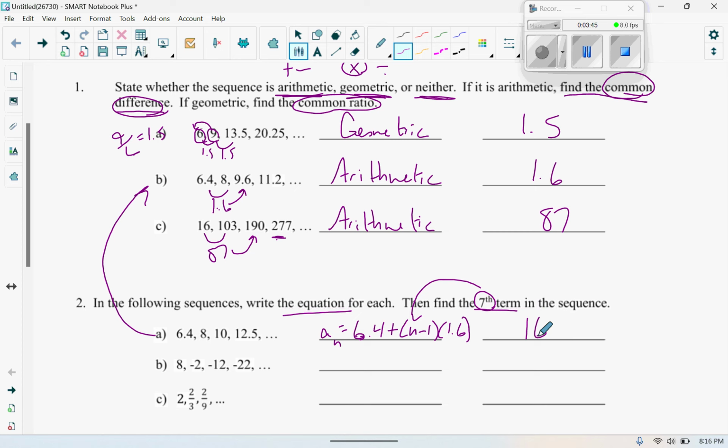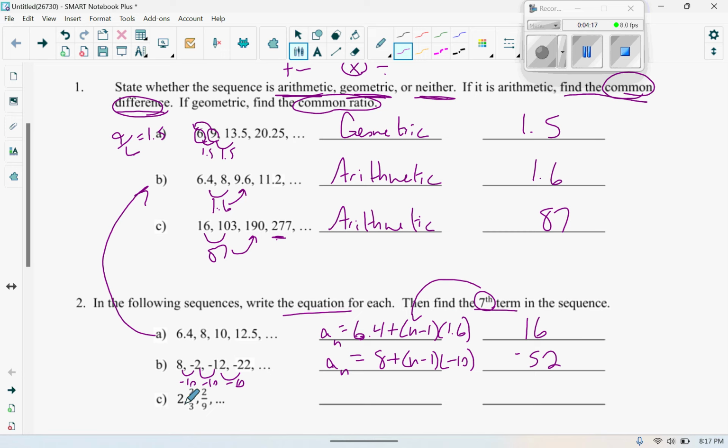Okay, let's do this next one. It looks like I'm subtracting 10. Subtract 10, subtract 10. Okay, so this is also arithmetic. So I'm going to say a sub n equals 8 plus n minus 1 times negative 10. And just like this one, I'm going to plug in 7 for n, and I get negative 52.